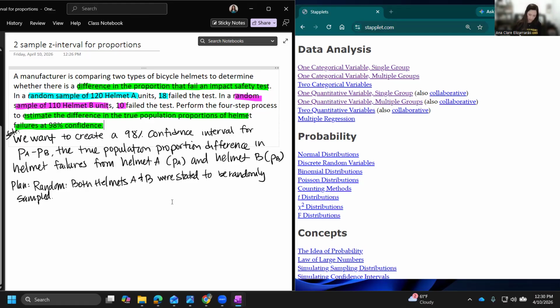Independent, both sample sizes need to meet this condition as well. So for helmets A, there are 120. So 120 times 10 is 1,200. Helmet B, 110 times 10 is 1,100. This is a manufacturing company of helmets. I think it's safe to assume that there's going to be at least 1,200 helmet As and 1,100 helmet Bs.